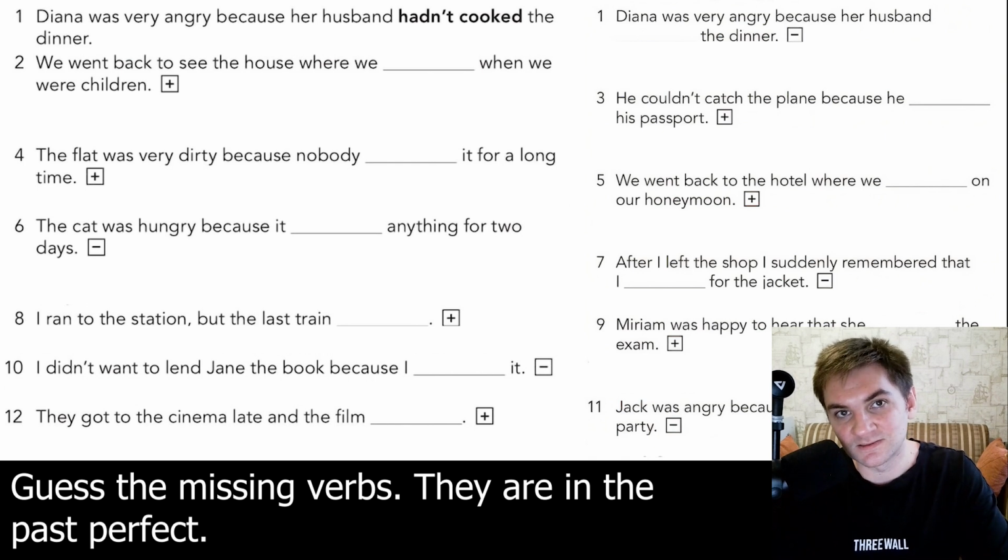Try to guess these verbs. Have fun, then check your ideas. And look, if your idea doesn't match what you see in the answer section, don't worry, it's okay. This task is just for fun, actually. Good luck.